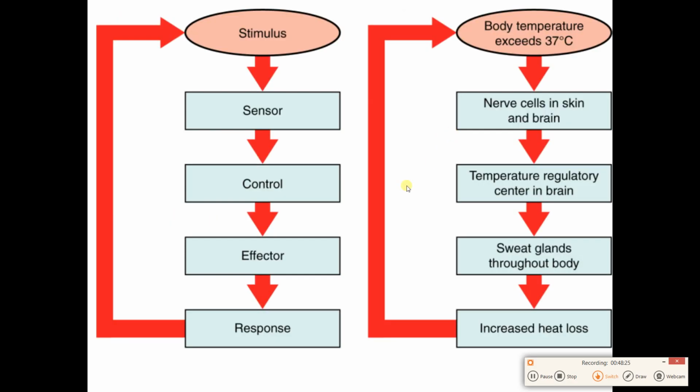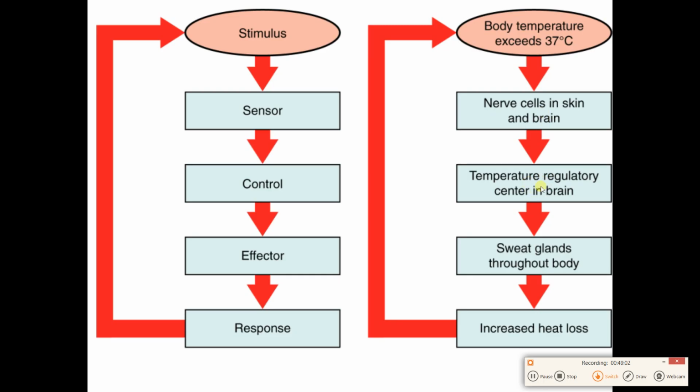All right, so again, variable changes. Sometimes we call that a stimulus. Sensor detects it, tells the control center. Control center says, whoa, that's not right. Something's too high or too low. Control center then tells a particular effector, which exerts a response, which fixes the original change. Now, for example, if our body temp exceeds 37 degrees centigrade, nerve cells in both your skin and your brain are acting as receptors. You have a temperature regulatory center in your brain.